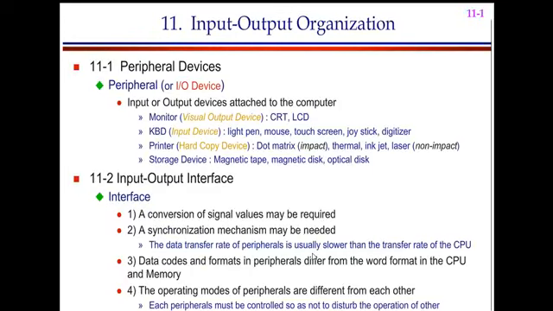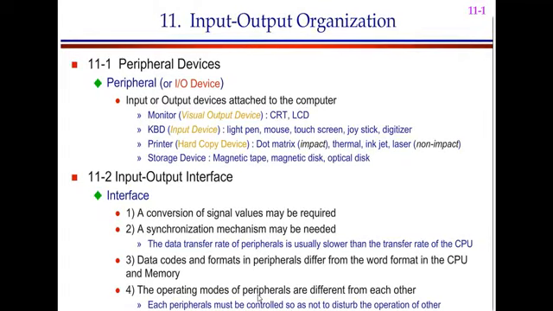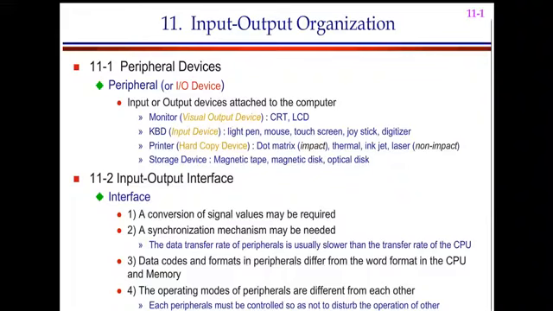Now, data codes and formats in the peripherals differ from the word format of the CPU and memory, so that will differ. Also, the operating modes of the peripherals are different from each other. The operating modes of the peripherals will also differ from one device to another.